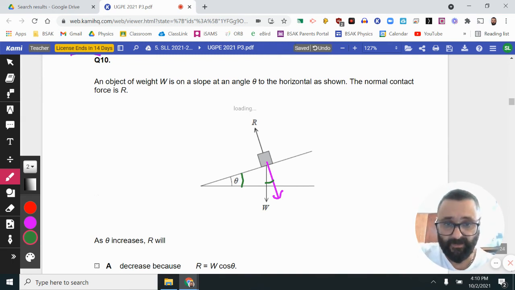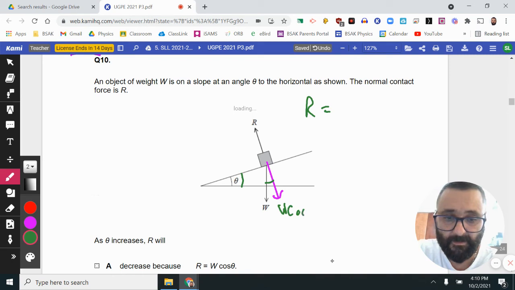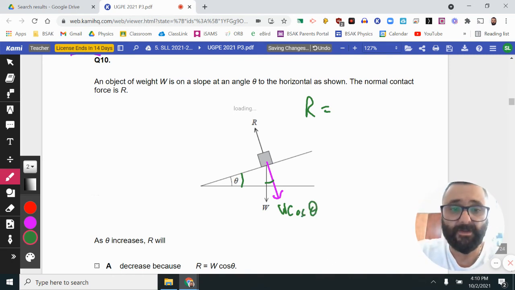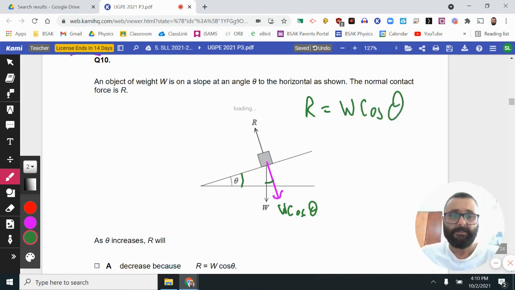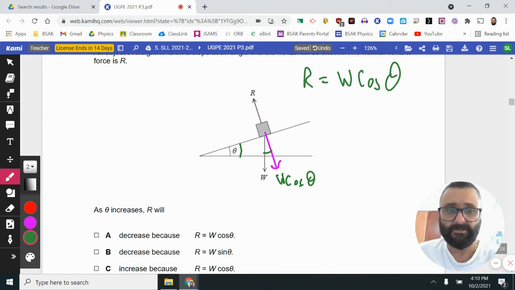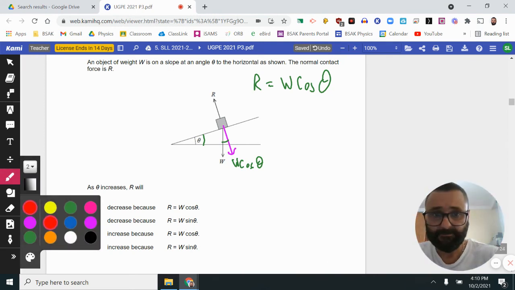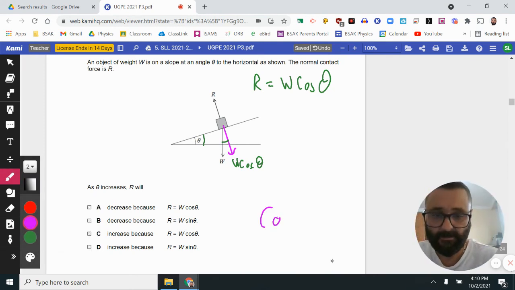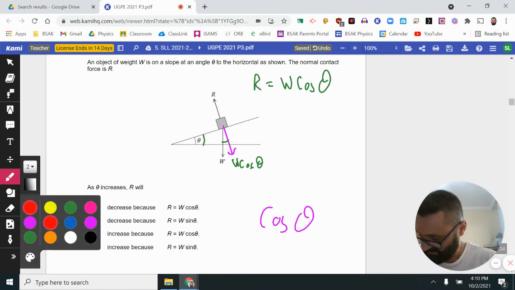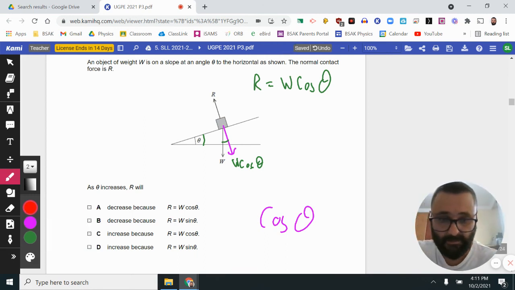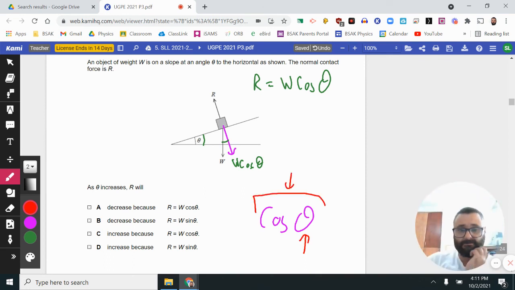So at all times, if the block is in contact with the slope, R is equal to W cos theta, because it's adjacent to the angle. That leaves two of those as options. But as we know, with cos theta, as theta increases, cos theta decreases.